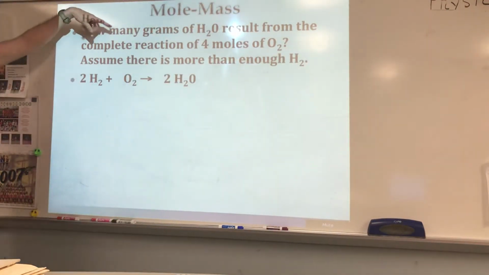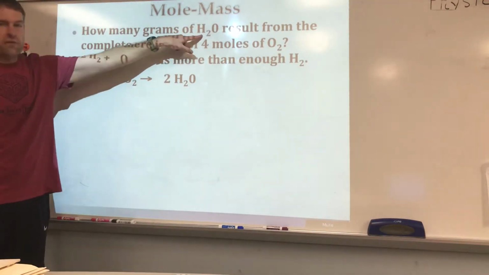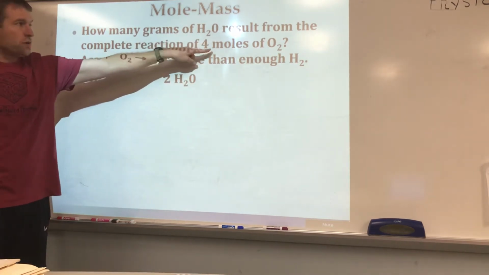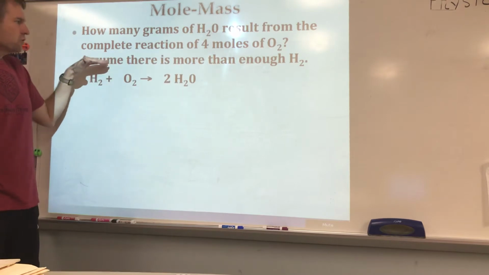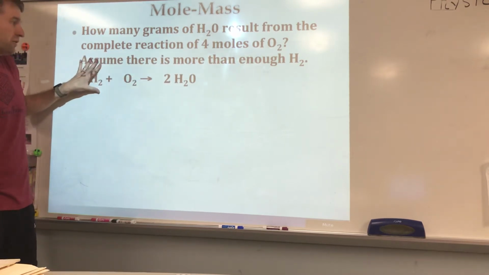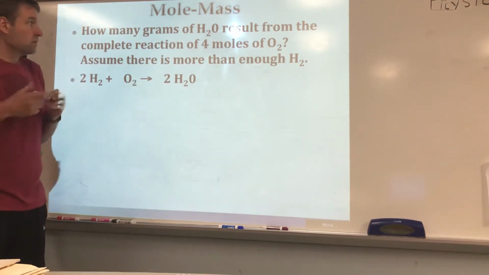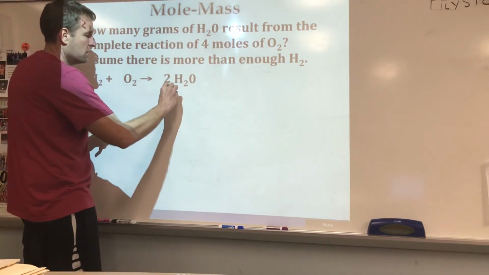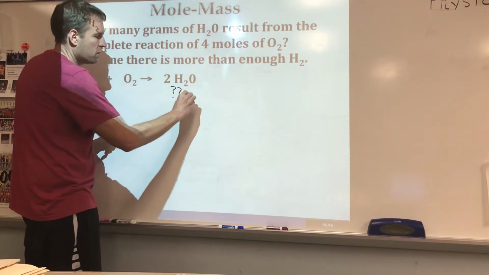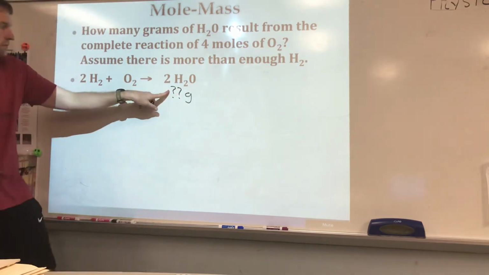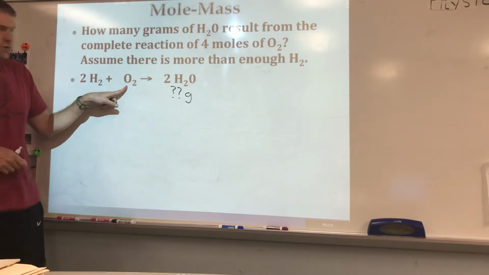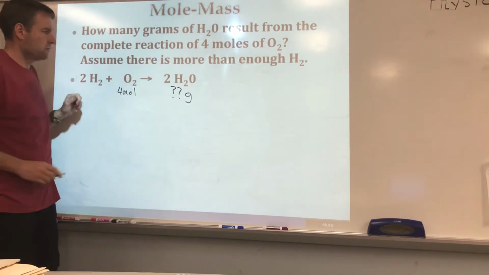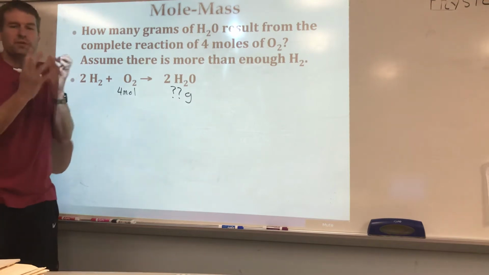So this problem says, how many grams of H2O, of water, result from the reaction of 4 moles of O2? Assume there's more than enough H2, so it doesn't run out. So in this case, I want to know how many grams of H2O. So question mark grams of H2O. And I'm given moles of O2. So 4 moles of O2. So it's a little bit opposite of what we just did.